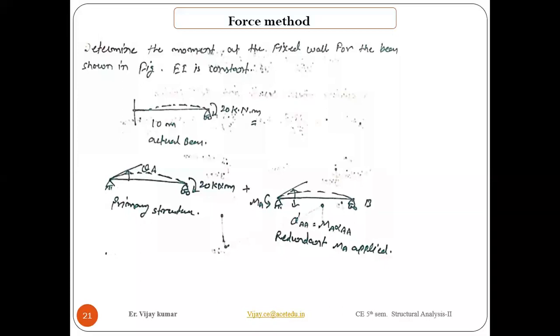The question is: determine the moment at the fixed wall for the beam shown in the figure. EI is constant. Again, it's a propped cantilever beam. There is a moment of 20 kilonewton meter acting at the roller, and its length is 10 meter. This is the actual beam that we have. We need to calculate the fixed moment which is acting at the wall.